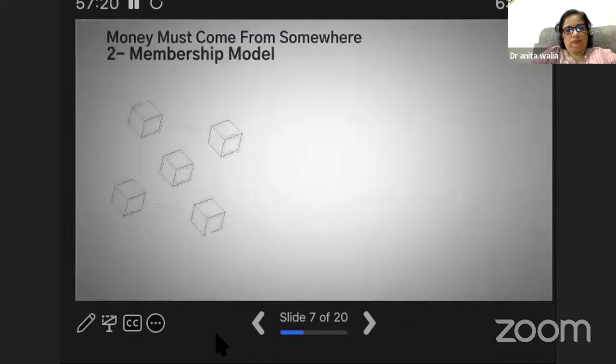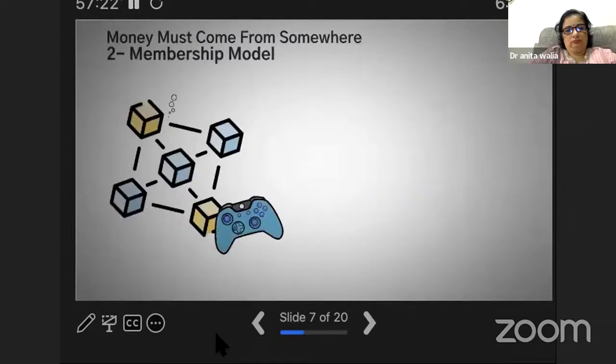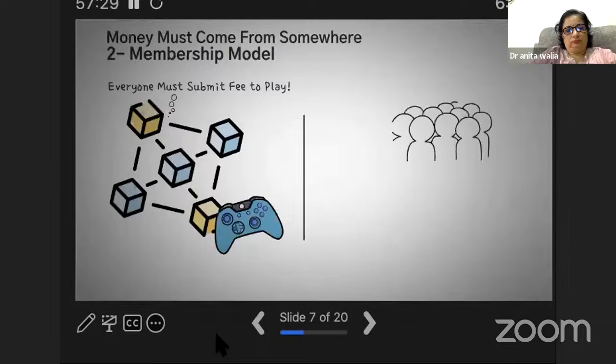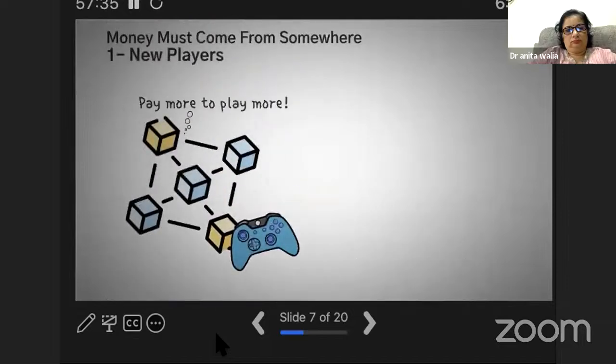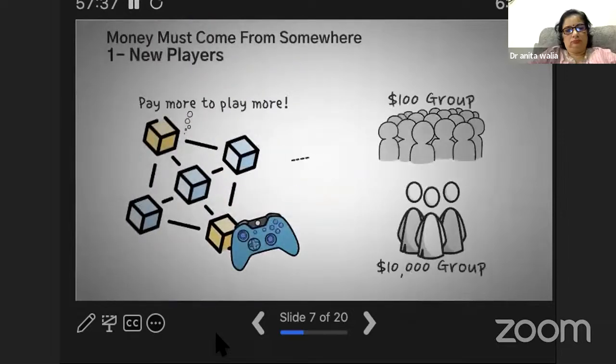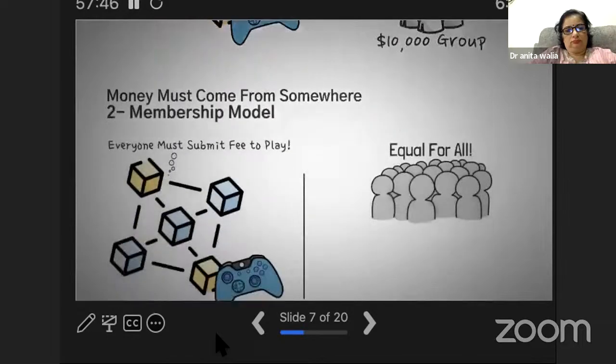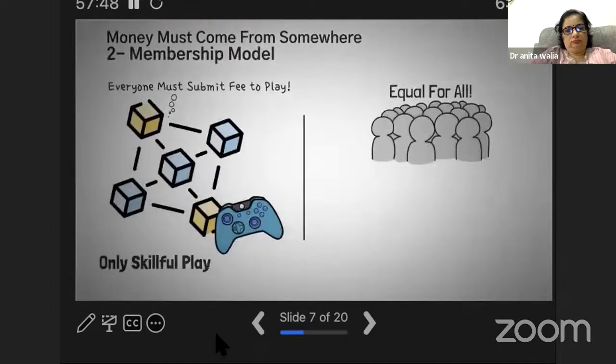Another way these games can raise money is through a membership model, where they charge all players a set fee to participate and play the game. This is a much better model than the previous model because it means the fee is equal for all players. In the previous example, someone with $10,000 to play the game automatically has an advantage over someone who only has $100, giving wealthier players an unfair advantage. A membership model would look like a seasonal membership fee that is the same for all players, where the skillful players will win the money that the skillless players paid in.